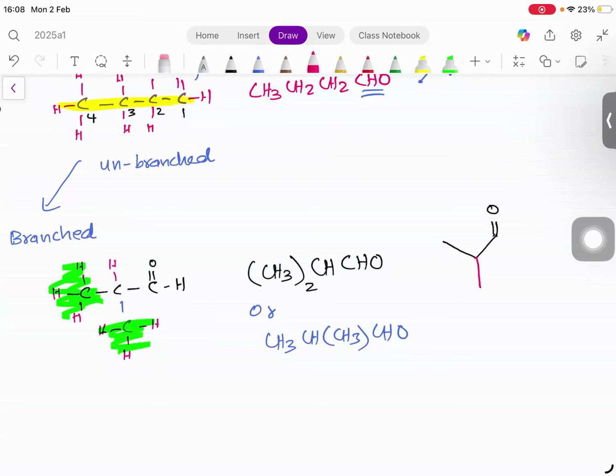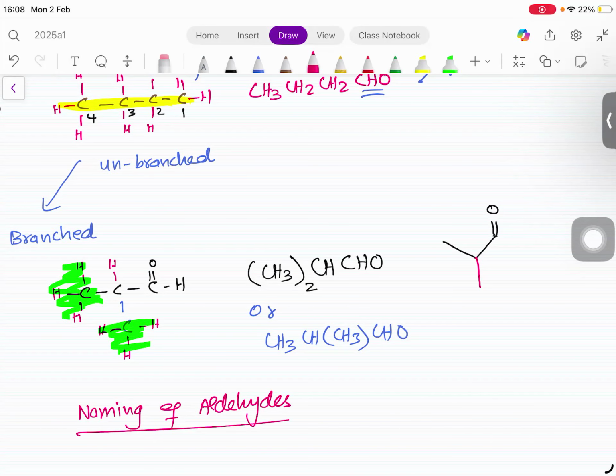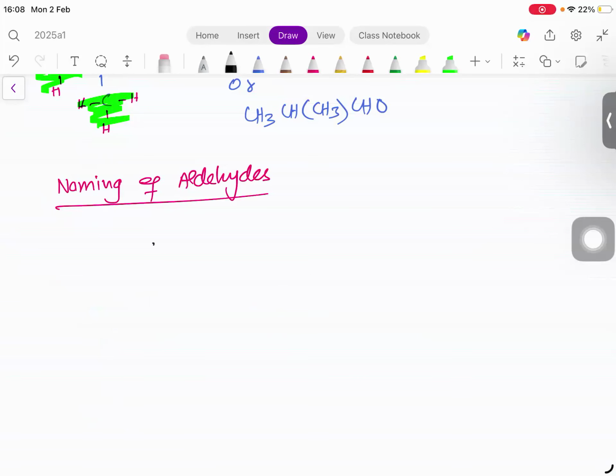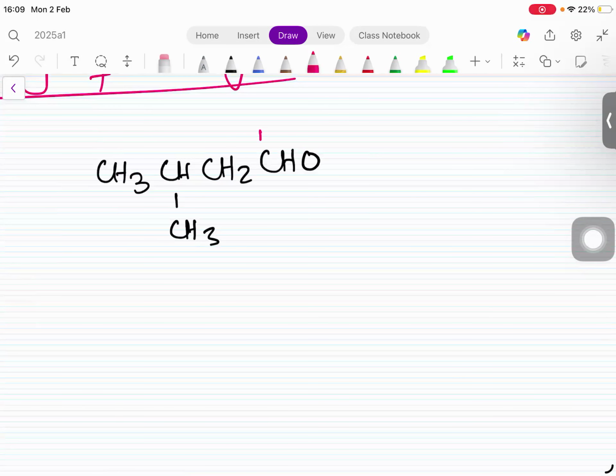Okay, now naming of aldehydes. Look at this. If this is an aldehyde, how do we have to name it? The rules are the same: you have to select the longest carbon chain. 1, 2, 3, 4. Then you have to number the carbon chain where the functional group is near or where the functional group is at terminal. So you have to start numbering from that. Now, how many carbons in the chain?